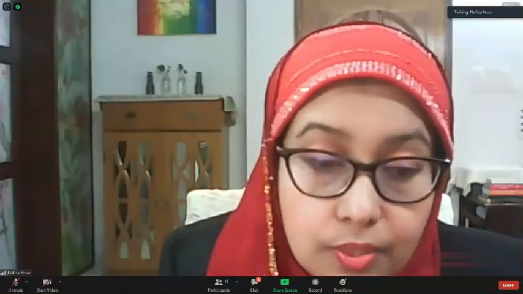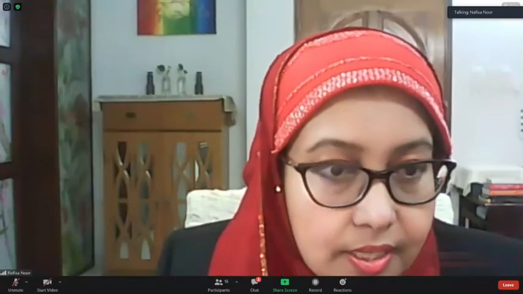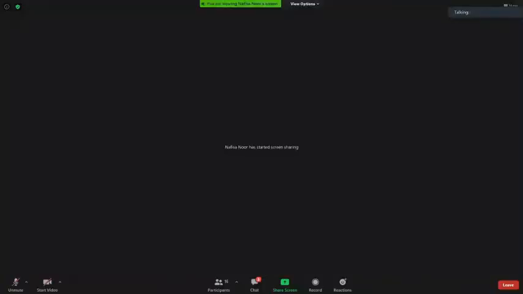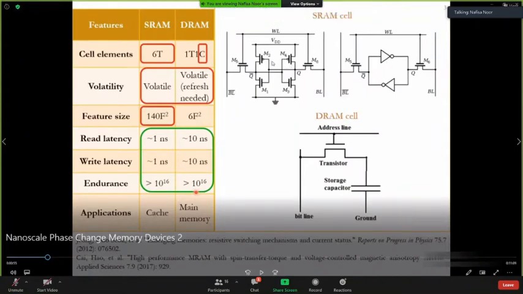Okay, it's a very interesting question because you are probably thinking about finding a new type of memory technology. First of all, SRAM stands for static random access memory and DRAM stands for dynamic random access memory. The way SRAM works with the 6 transistors, let me share the screen one more time. If you see here, the 4 transistors in the middle are basically 2 back-to-back inverters.